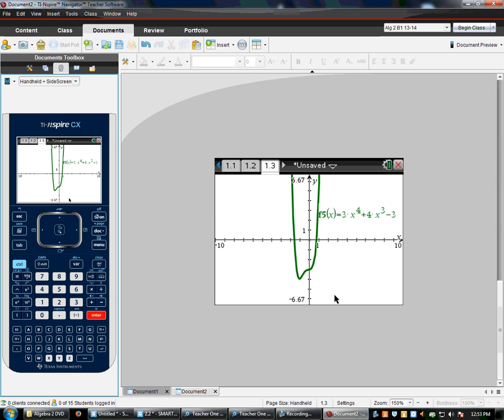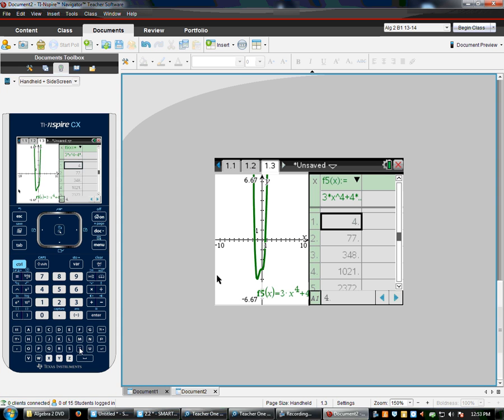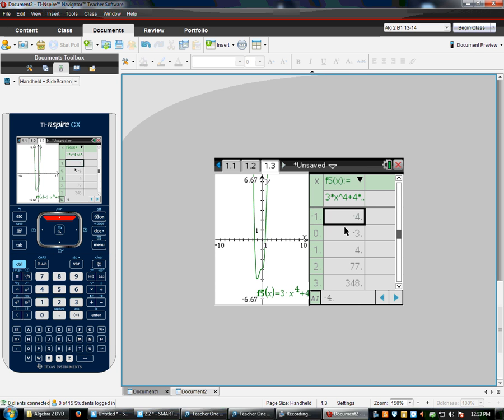There's our graph. It starts high, ends high, right? It's a degree 4 with a positive leading coefficient, so we're not surprised by that. Do Control T, pull up the table. And what you see here is, notice, let's go back a little further. If I plug in -3, I get 132. F of -2 is equal to 13. F of -1 is equal to -4.